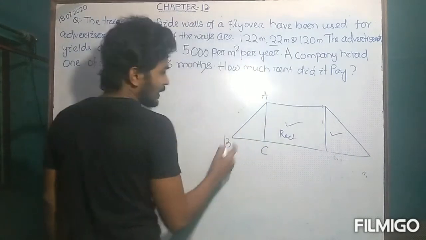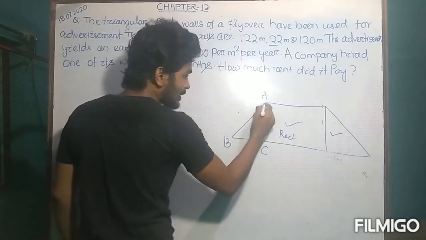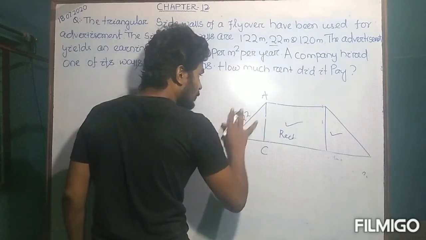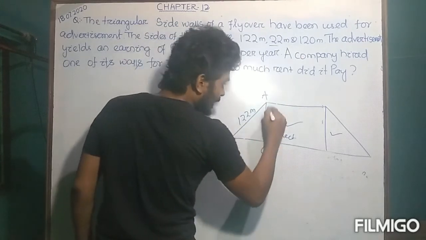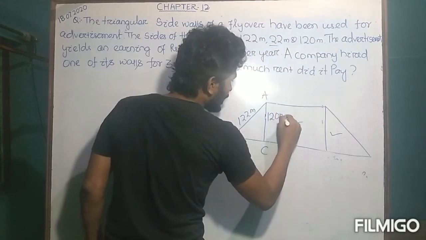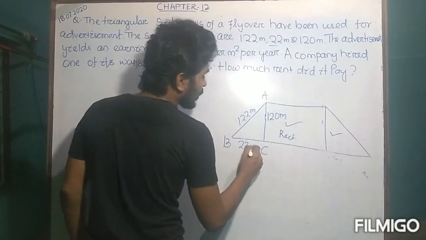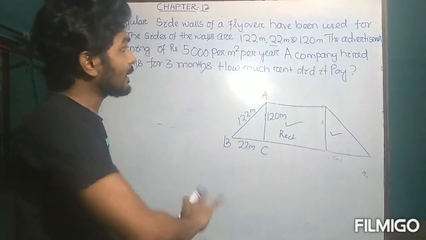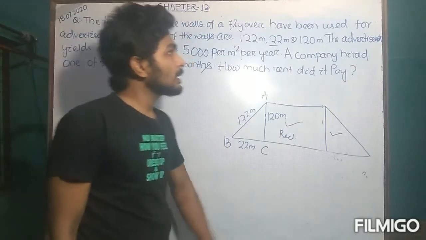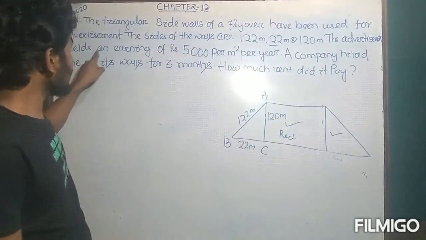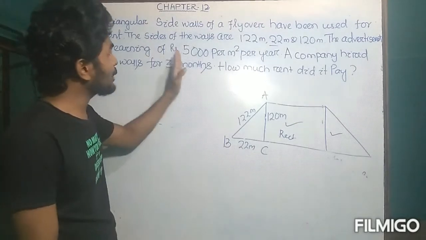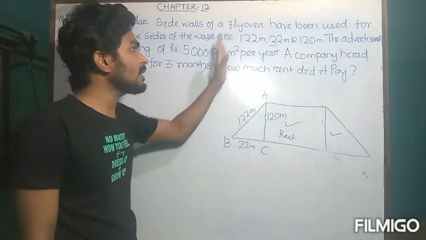Its 3 sides are given. Since this is the longest side, you can take it to be 122 meters. You can take this to be 120 meters, and this is 22 meters. All the 3 sides are given. Next, the advertisement earns ₹5,000 per meter square per year.